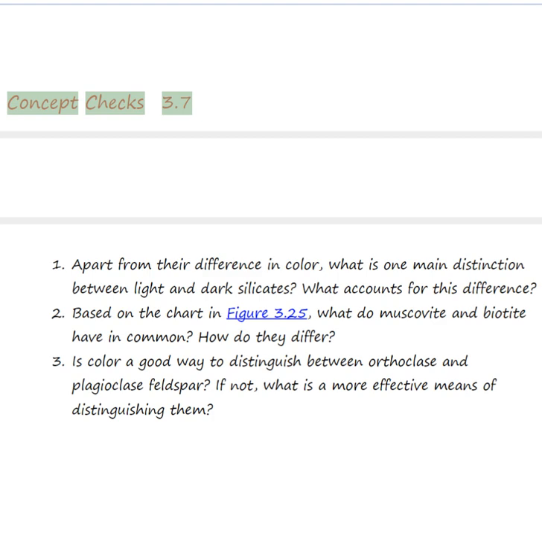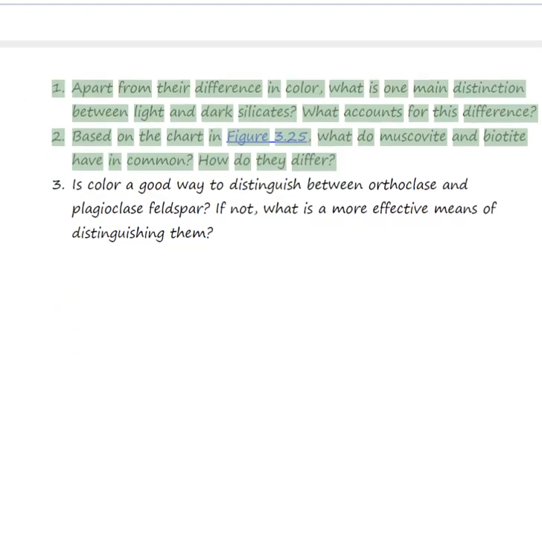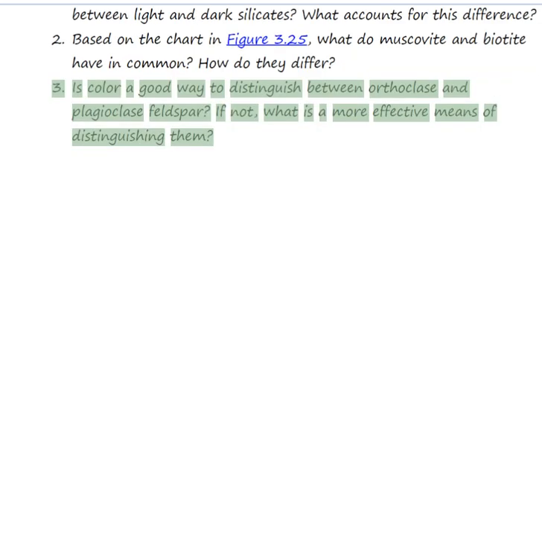Concept checks 3.7. 1. Apart from their difference in color, what is one main distinction between light and dark silicates? What accounts for this difference? 2. Based on the chart in Figure 3.25, what do muscovite and biotite have in common? How do they differ? 3. Is color a good way to distinguish between orthoclase and plagioclase feldspar? If not, what is a more effective means of distinguishing them?